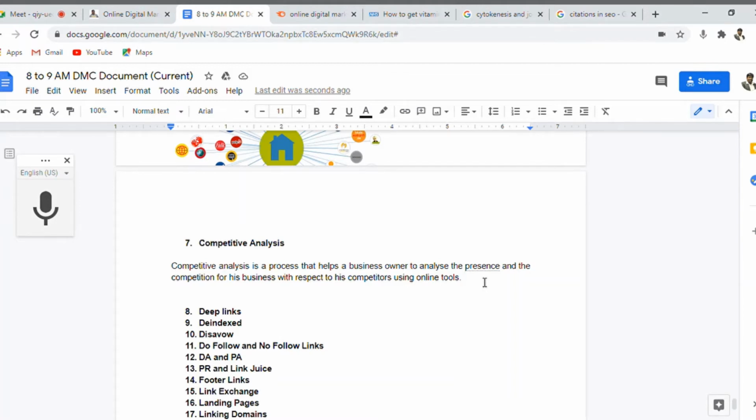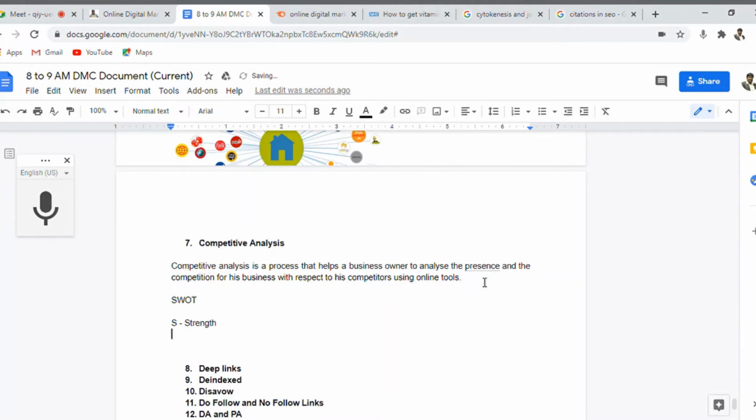Basically this is competitive analysis, and there is an analysis technique also, where we have the strengths, weaknesses, opportunities and threats. So there is a technique called SWOT. S stands for strength, W stands for weakness, O stands for opportunity, and T stands for threats. Preferably people who are in the marketing industry know this.